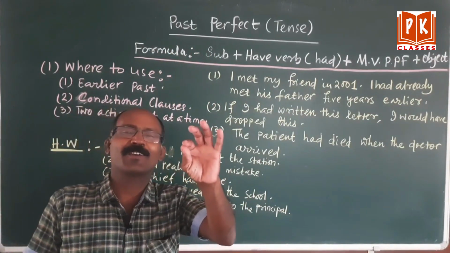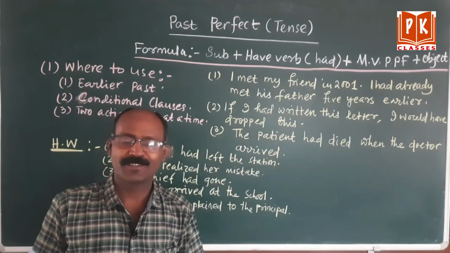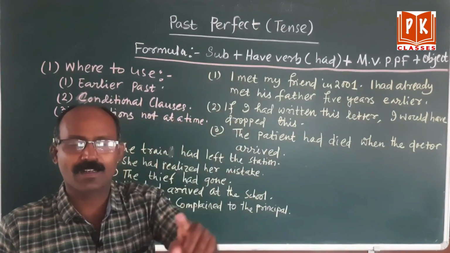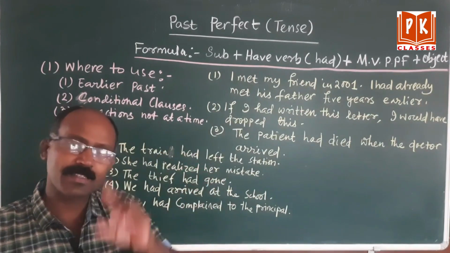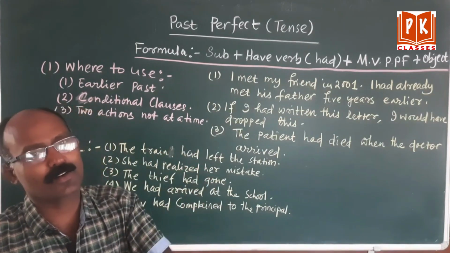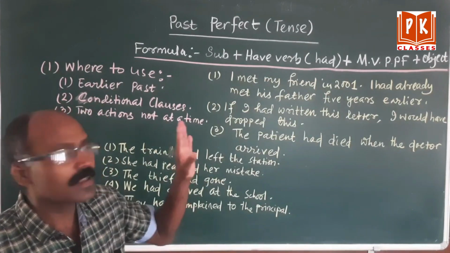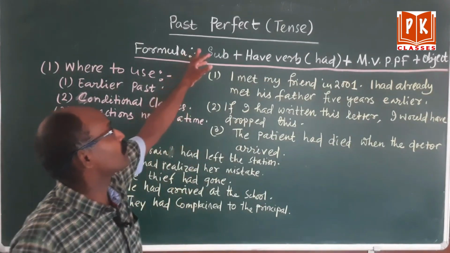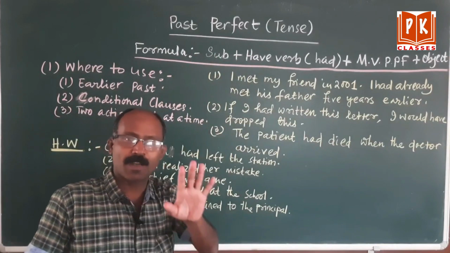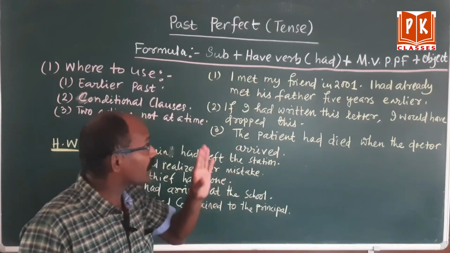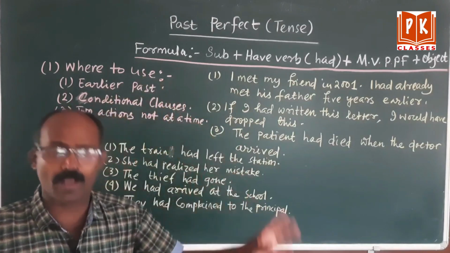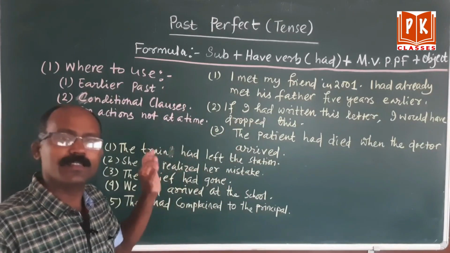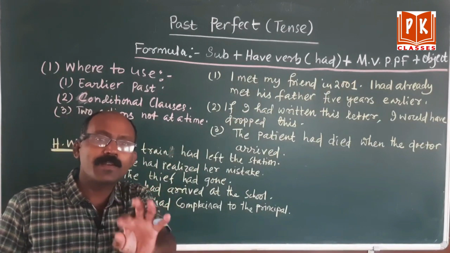Already we know about the tenses: present simple, present continuous, present perfect continuous, past simple and past progressive or the past continuous. Today we are going to discuss the past perfect tense. Before that, in present perfect, what the formula was, the same formula is here, but with only a little bit of change.